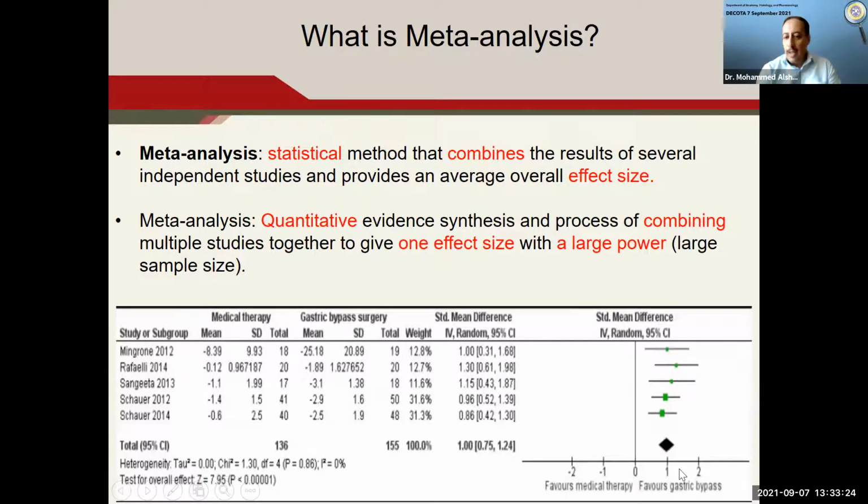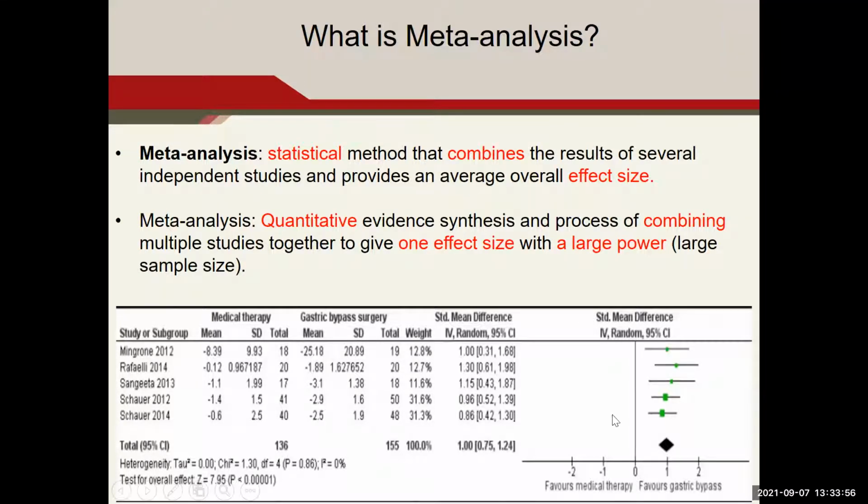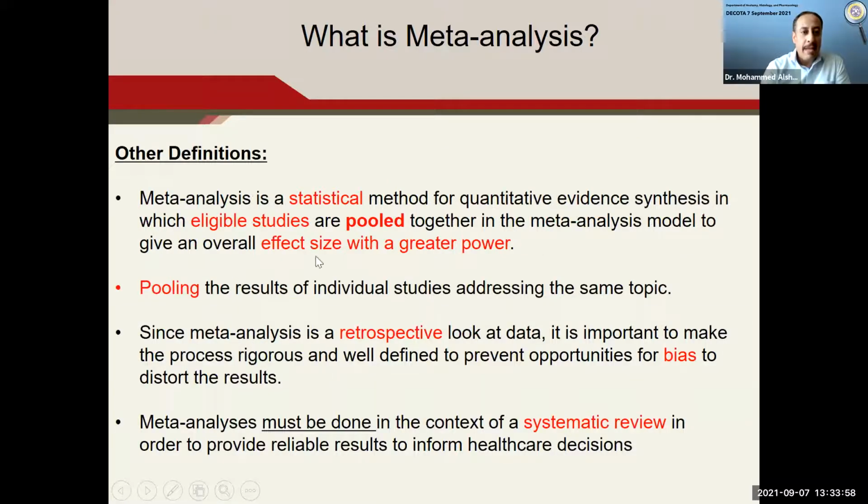So it seems this study compares gastric bypass as intervention to medical therapy for obesity. Let's say between orlistat as pharmacotherapeutic agent and gastric bypass. So which one has the effect size? It's significant towards, or favors, gastric bypass. So gastric bypass has a better effect in reducing body mass index. I'll explain that later.